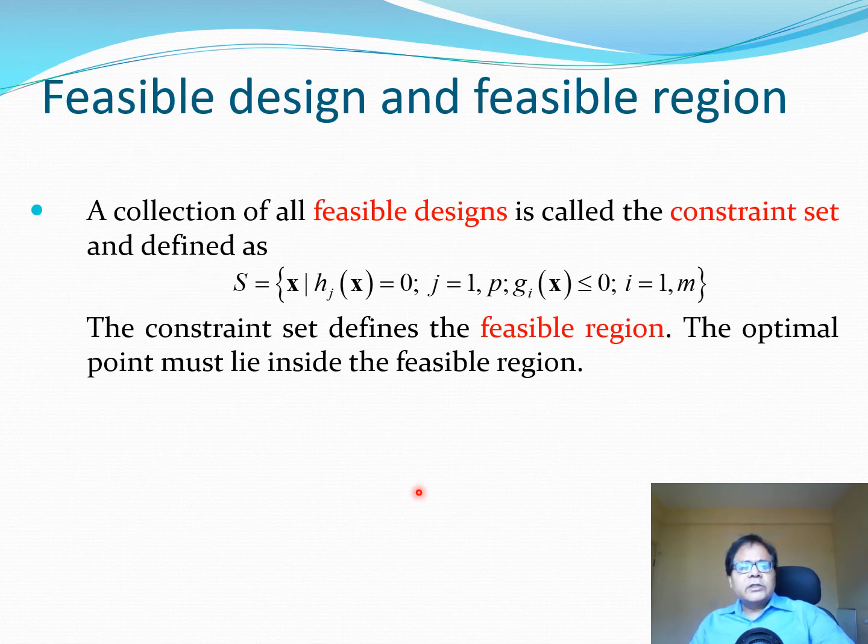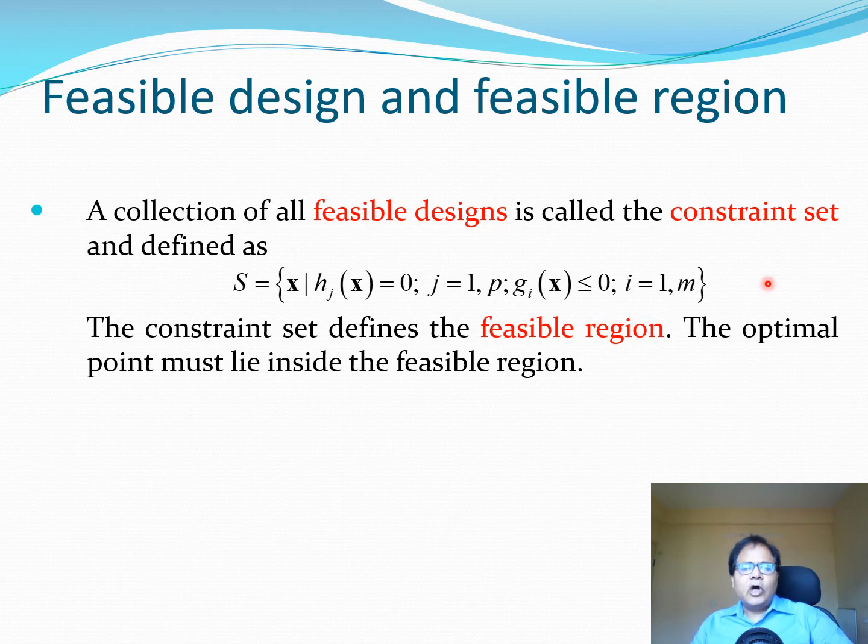Now there is an important concept known as feasible design and the constraint set. Basically we can say that a collection of all feasible designs is called a constraint set. The constraint set is essentially a set of all the points x which satisfy the constraints. So here you can see that x is such that h are all satisfied and g are all satisfied. Now, a point x which is in the constraint set is known as a feasible design.